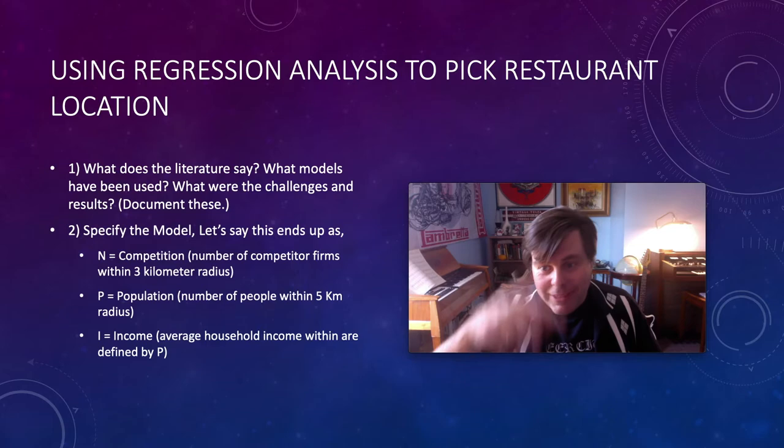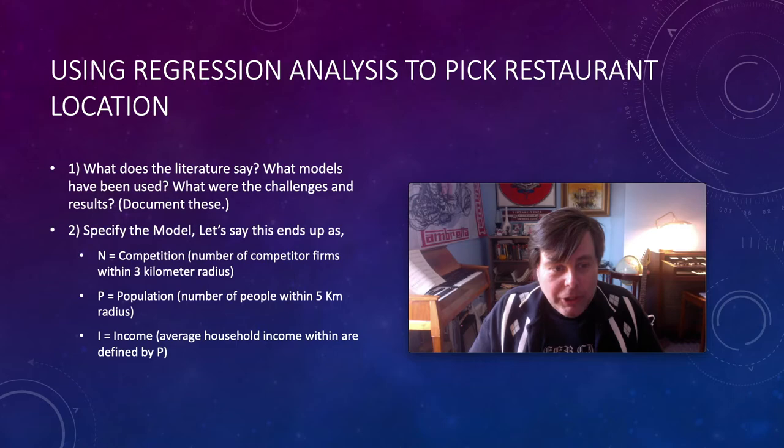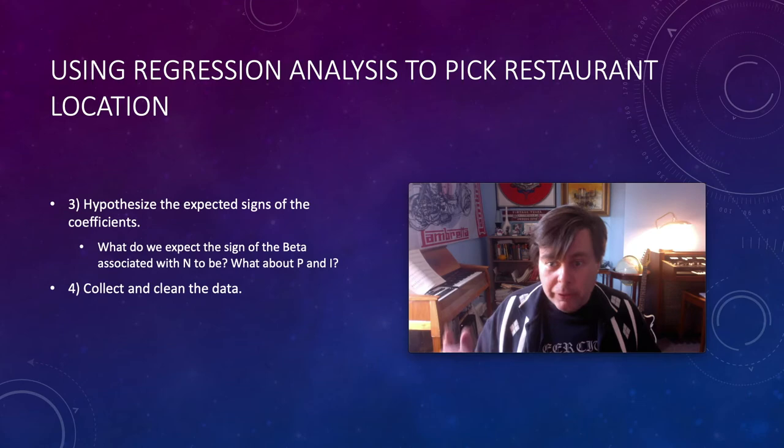All right. So basically, what our model is saying is, we think that restaurant location is a function of how many other restaurants are there, how many people there are, and how rich those people are. Okay? Could do a lot worse, for sure. Let's hypothesize the expected signs of those coefficients. Go ahead, pause this video and do that right now. If population goes up, does your restaurant do better?